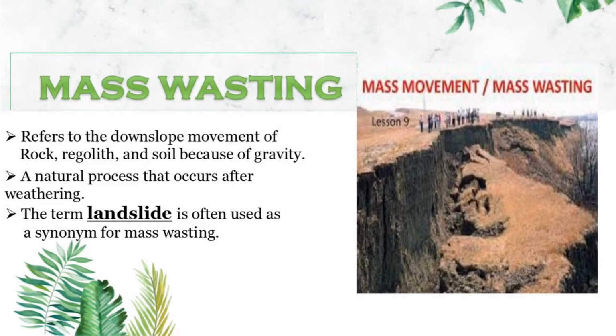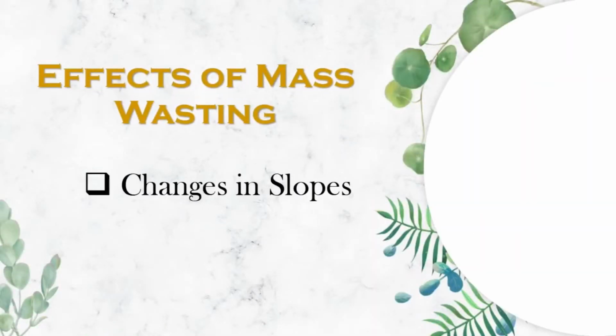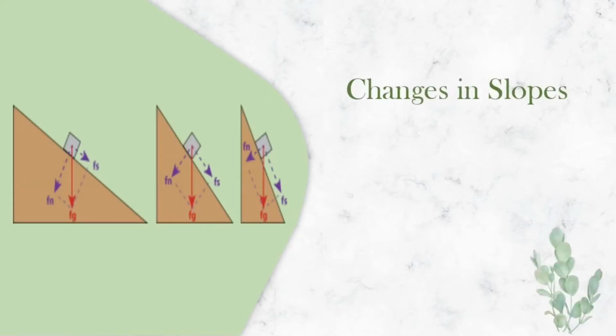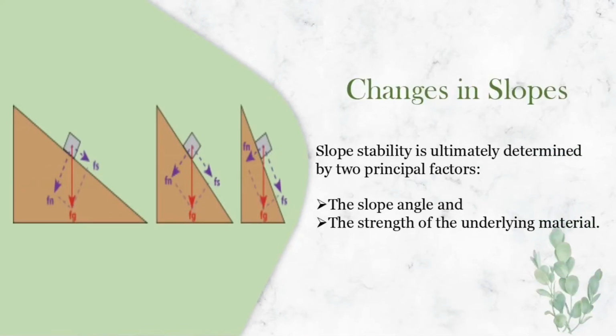Mass wasting is the process of erosion whereby rock, soil, and other earth materials move down the slope because of gravitational forces. Mass wasting occurs when a slope fails. A slope fails when it is too steep and unstable for existing materials and conditions. That is why changes in slope affect mass wasting. Slope stability is ultimately determined by two principal factors: the slope angle and the strength of the underlying material.